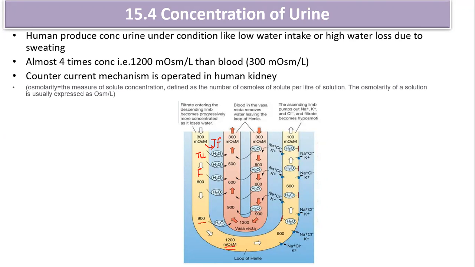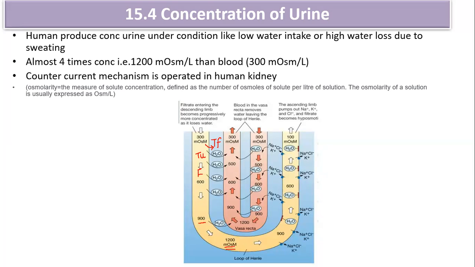This makes more water move out of the descending limb into the tissue fluid by a process called osmosis. So the osmolarity of the tubular fluid is increasing gradually because of the water loss. That is in the case of the descending limb.